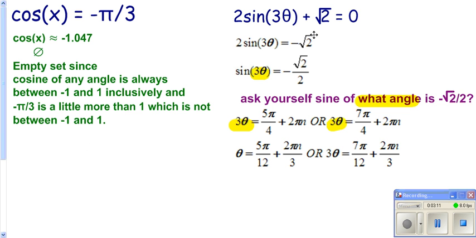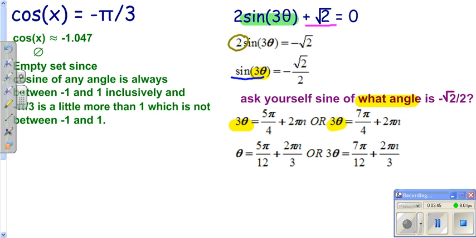When we take a look over here, we're going to go ahead and try to get our trig function on one side all by itself. So to get our trig function by itself, we need to go ahead and get rid of our plus root 2. So we're going to subtract our root 2 from both sides. The next thing we want to do is get rid of this 2. Right now it's 2 times that, so we're going to divide both sides by 2. So we get this. Because you always want to get your trig function on one side by itself.